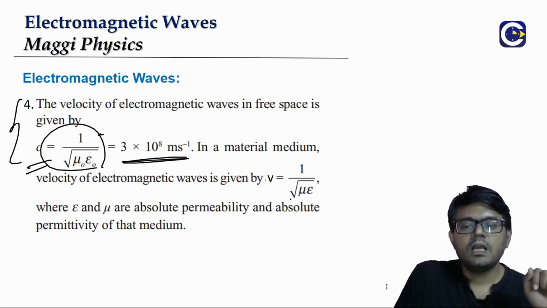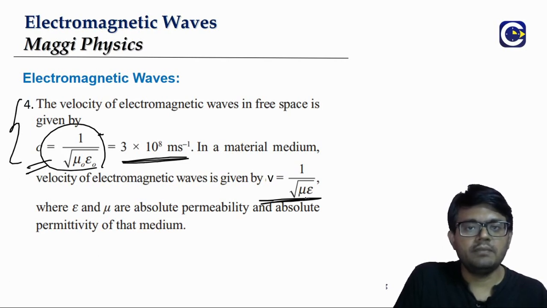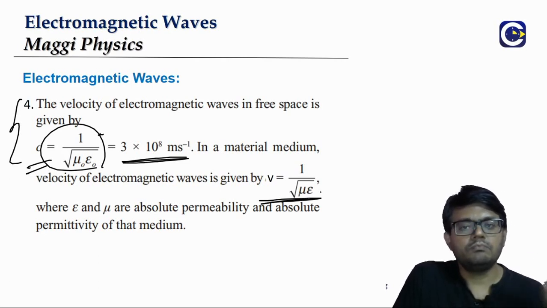அந்த மாதிரி if you pick up some medium, what is the speed of the electromagnetic wave in the medium, it will be 1 by root mu epsilon, where mu naught epsilon naught are replaced by the permeability of the medium and the permittivity of the medium, mu and epsilon.